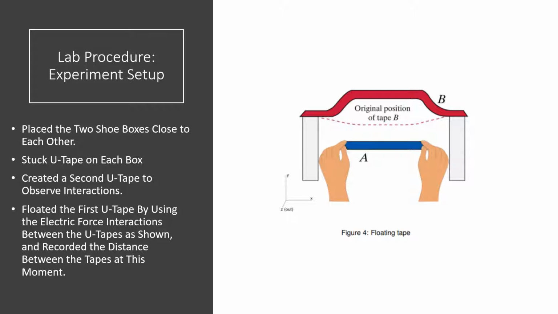The next step of the lab procedure was the experimental setup. I placed two shoe boxes close to one another and stuck one end of the U-tape on each box as shown in figure 4. Then I created a second U-tape, and I attempted to float the first U-tape by using the electric force interaction between the two U-tapes as shown in figure 4. I then recorded the distance between the tapes at the moment I observed flotation.